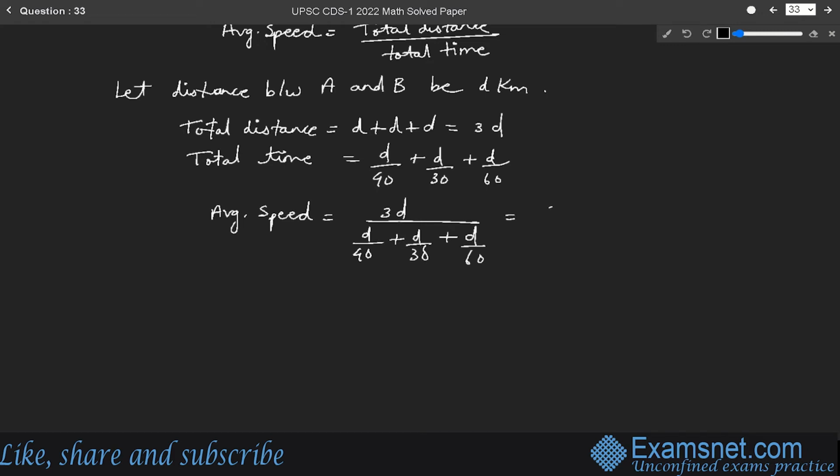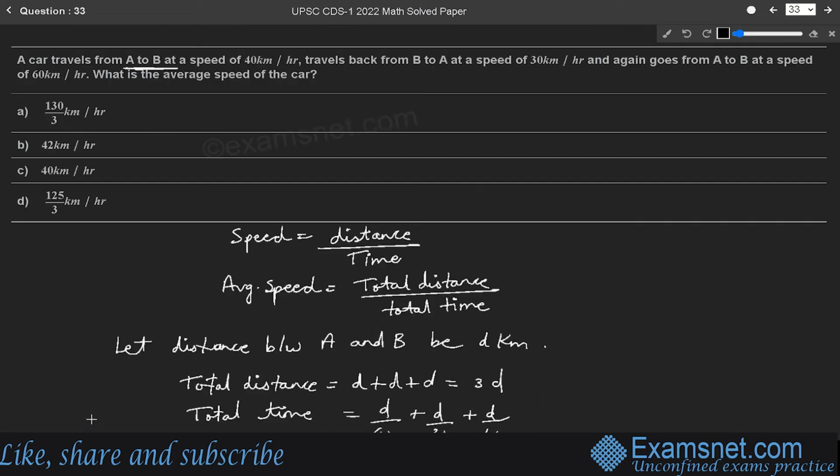On further solving, it will be equal to 3d upon (3d plus 4d plus 2d) upon 120, which is equal to 3d into 120 upon 9d, which is equal to 40 kilometer per hour. So we can say that the average speed is 40 kilometer per hour. So the correct option for this question is option number C.